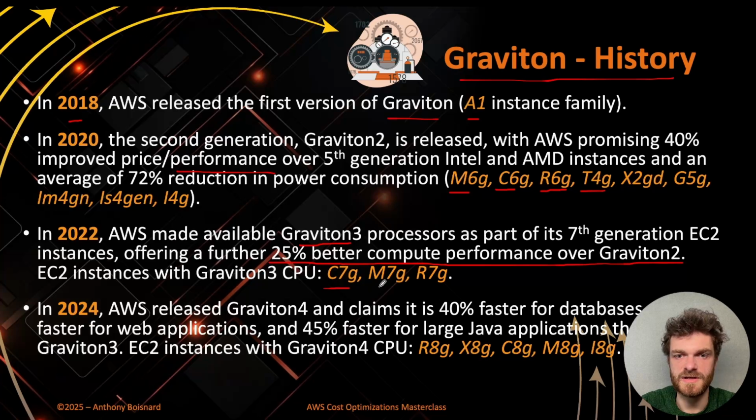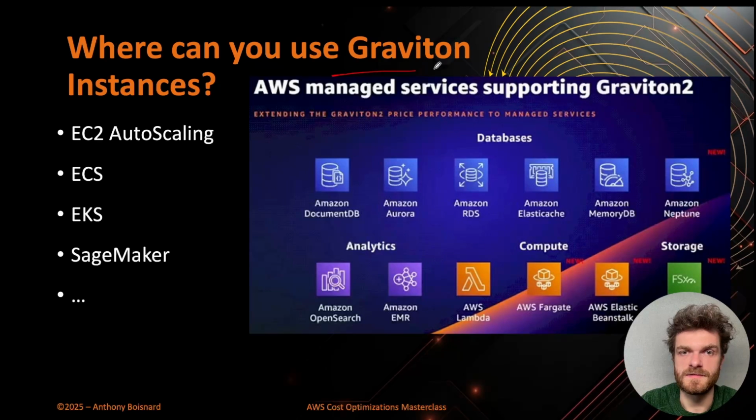It's C7G, M7G, R7G. And finally, in 2024, it released Graviton 4 and claims it's 40% faster for databases, 30% faster for web applications, 45% faster for large Java applications than Graviton 3. And those new generations are R8G, X8G, C8G, M8G, and I8G.